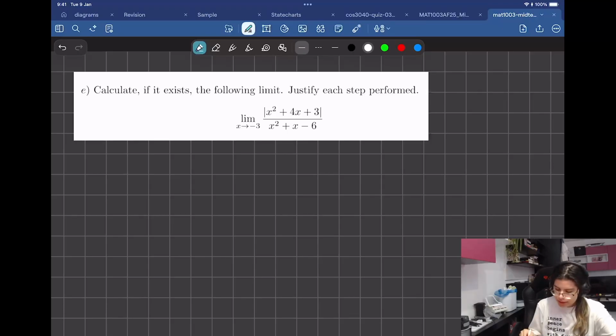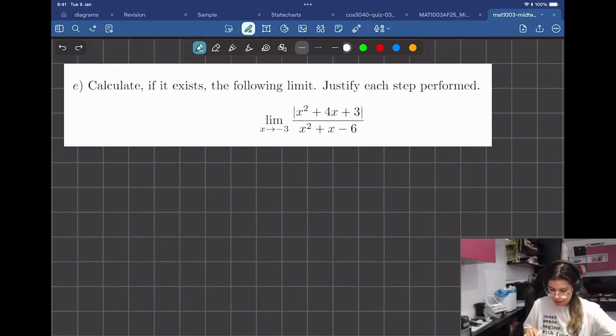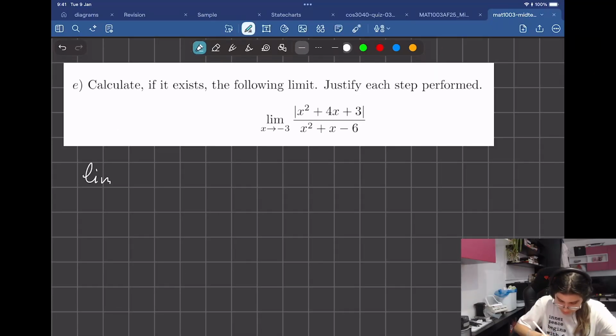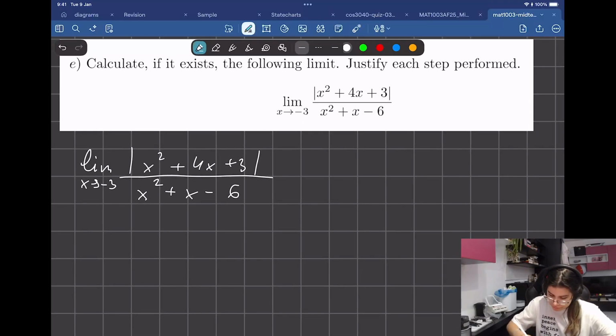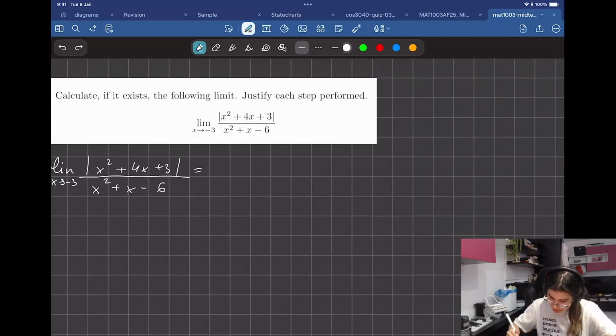Okay, so this is one that we've already seen in a slightly different form, but it's again one with modulus, and the main solving principle will be the same. So we have the limit as x approaches minus 3 of the modulus of x squared plus 4x plus 3 over x squared plus x minus 6. Before writing down the value of the modulus, I could try to factor these out, because these are both quadratics, right? So let's do a little bit of practice.